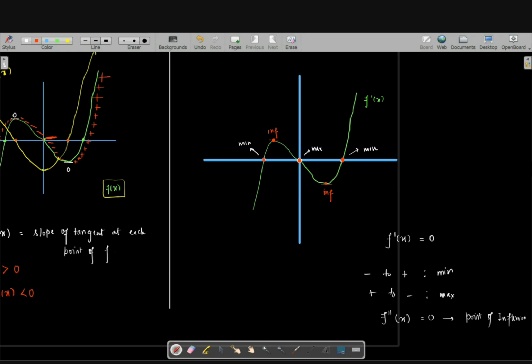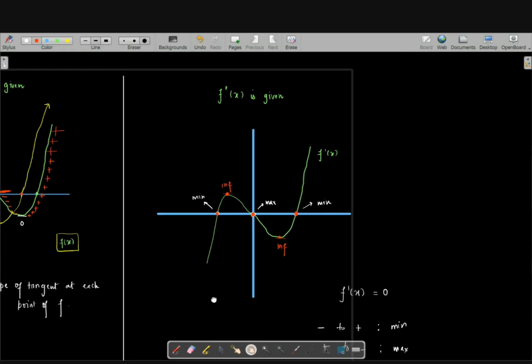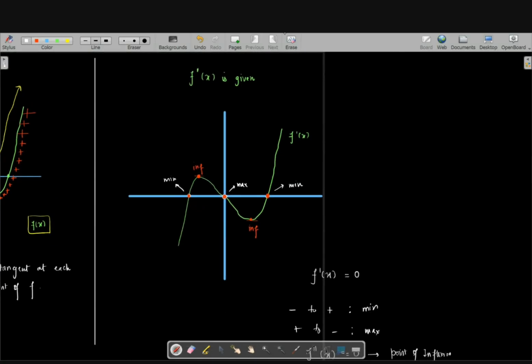Got it. Okay. So now that information is what you need to draw the graph of f of x. But there is one catch when you are drawing the graph of f. Do you agree that this is a cubic function? It looks like a cubic function.